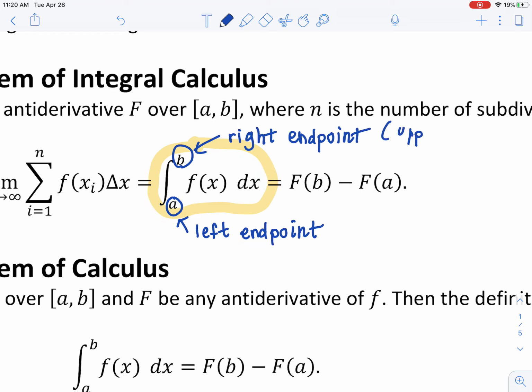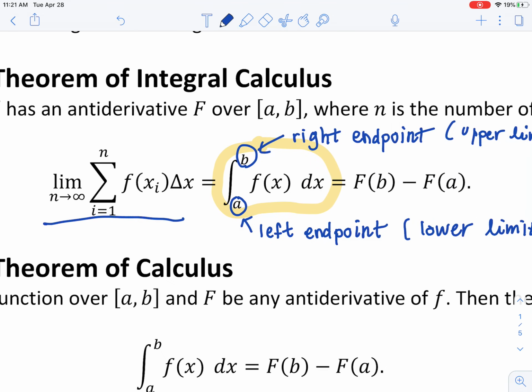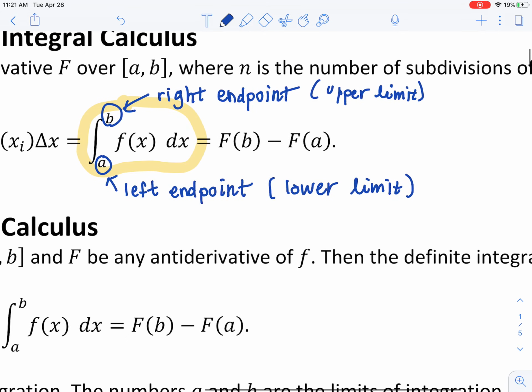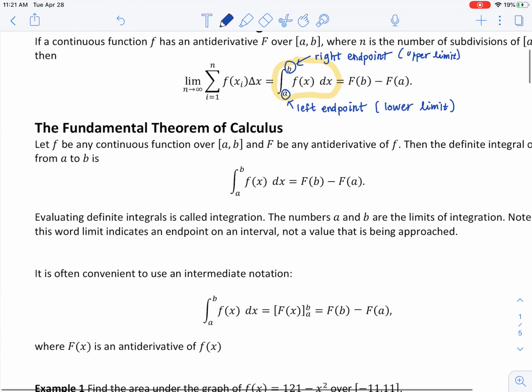The right endpoint is called upper because this is above. This is the upper limit. And then the left endpoint is going to be called lower limit. So when we did indefinite integrals, we didn't have these limits. But today we will, because what we are trying to do is find the area in this closed interval. And in order for us to find that, instead of really doing the infinite Riemann sum, we're going to use this definite integral.